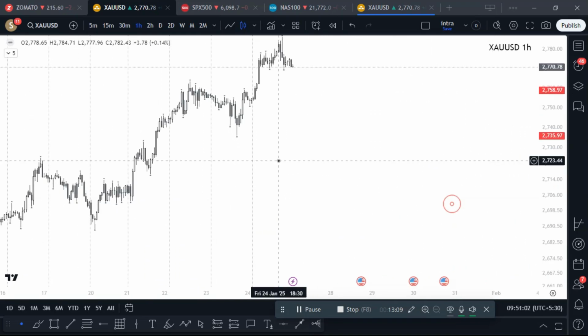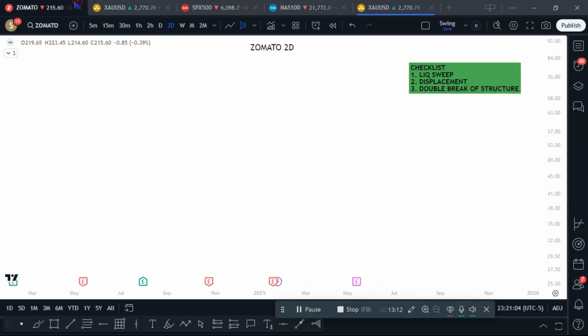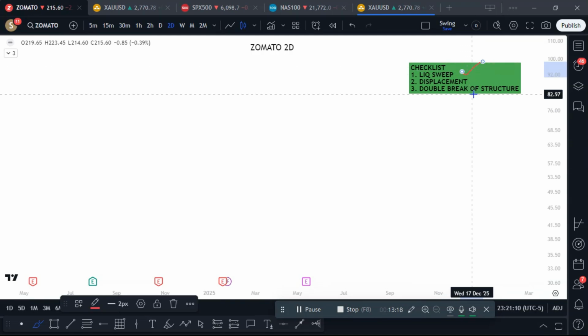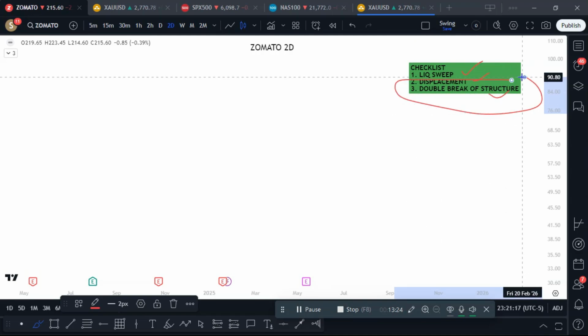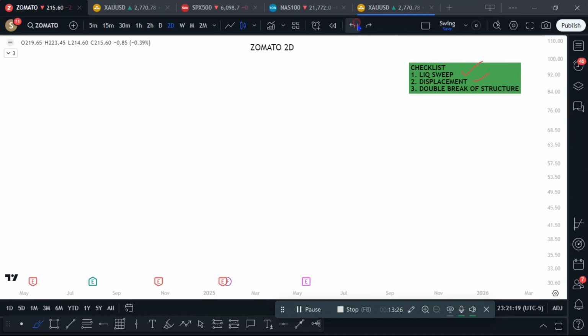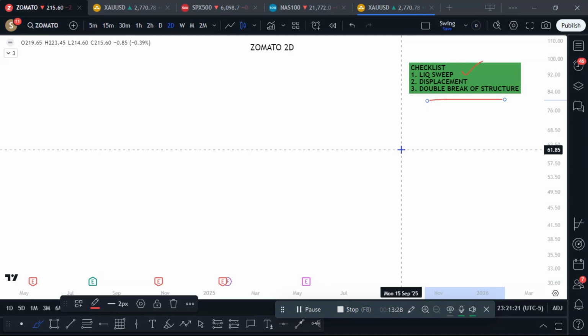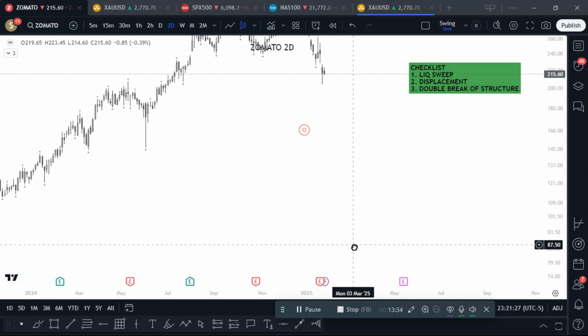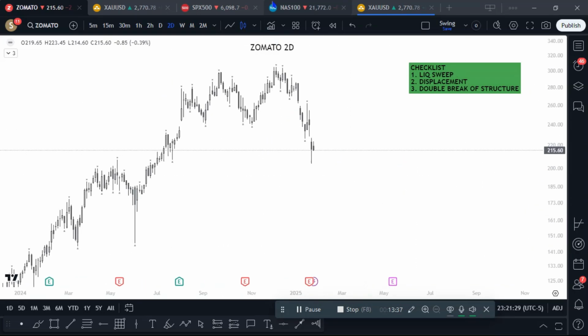So let's summarize the video. We need a 3 point checklist. Checklist number 1, liquidity sweep. Number 2, displacement. Number 3, double break of structure, which we know is fake structure, and then we set our entry below that level, stop at the swing high, target 2R. Simple strategy. It works on all time frames, but I personally suggest you use 1 hour. Back test this strategy and see its performance.